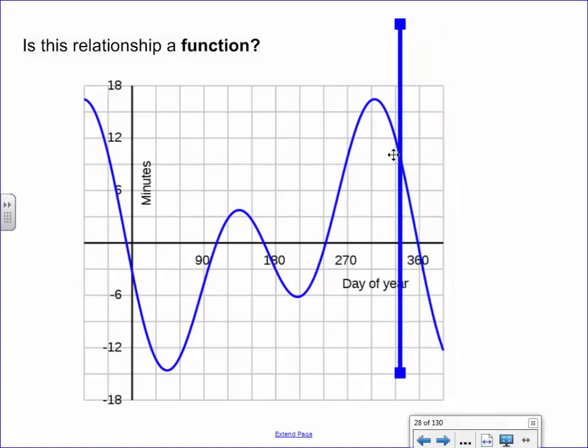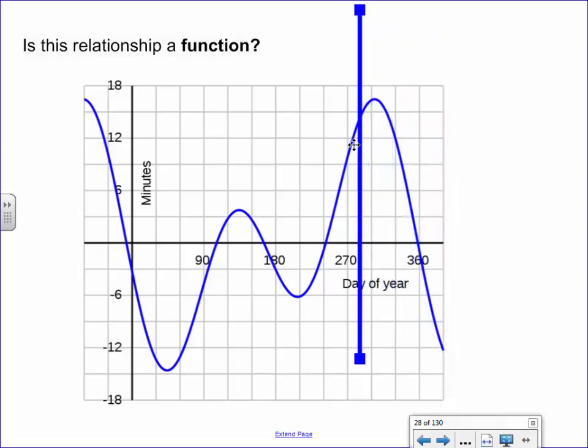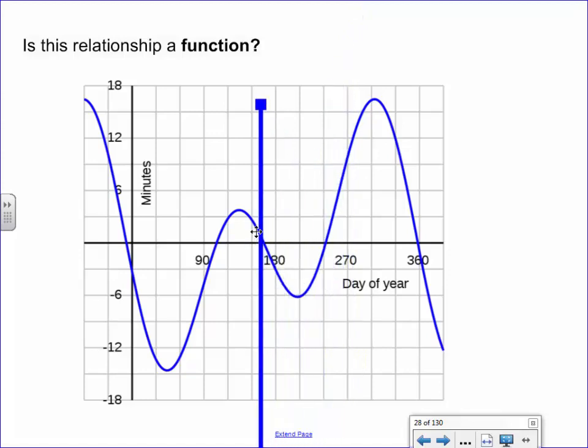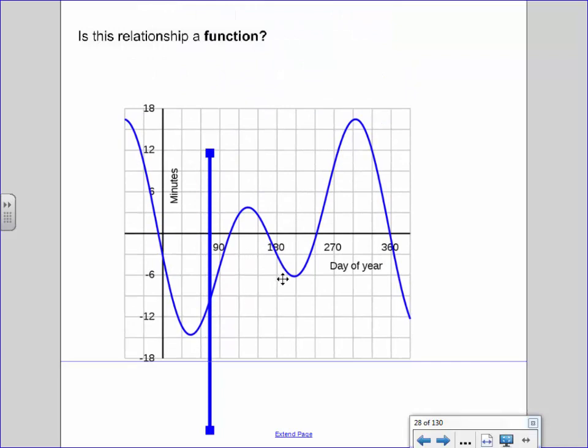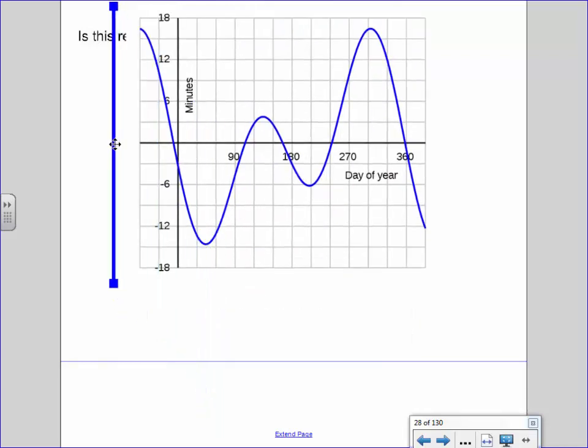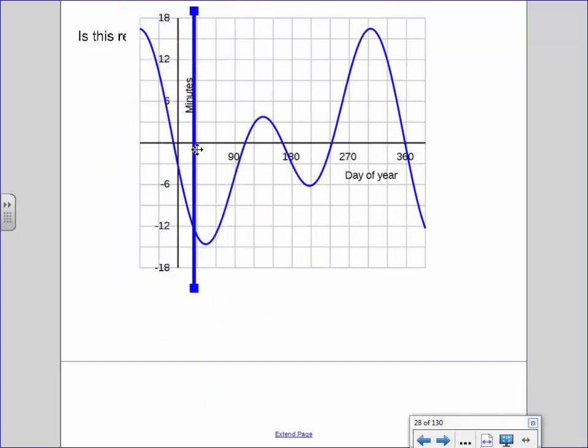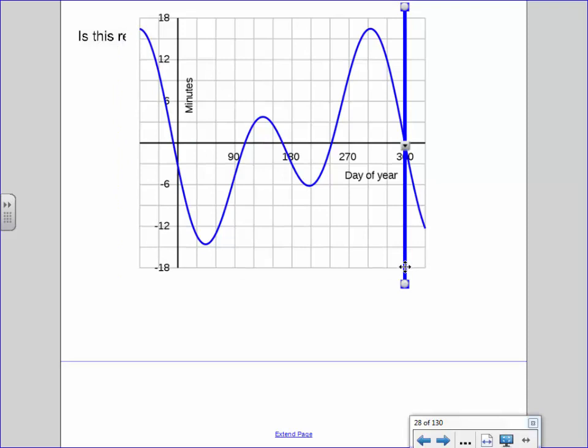If it only ever crosses, like see here it's crossing there, and then here, and then there. If it only ever crosses once, then it's a function. As I slide this line from side to side, it never crosses this graph more than one time. But let me show you a graph which is not a function.